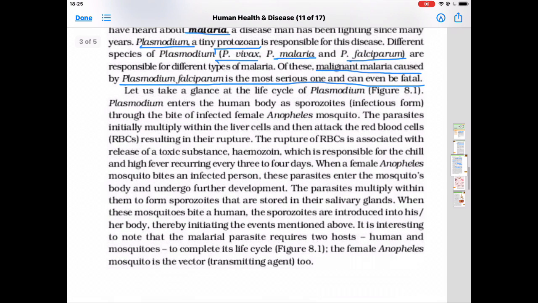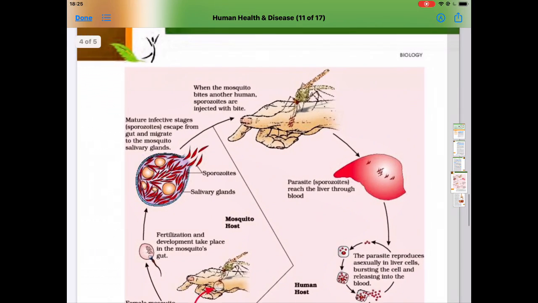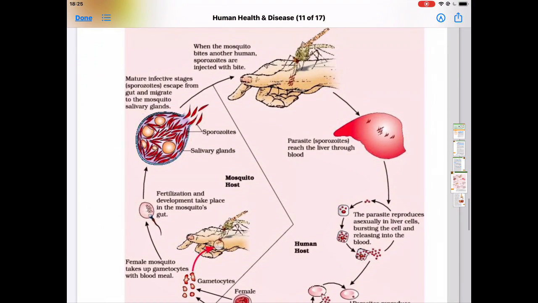Now, let us study the life cycle of Plasmodium on page number 148, figure 8.1. Plasmodium enters the human body as sporozoites through the bite of the infected female Anopheles mosquito. When the female Anopheles mosquito bites the person, it releases sporozoites into the blood. The parasites initially multiply within the liver and then attack the red blood cells, resulting in their rupture.